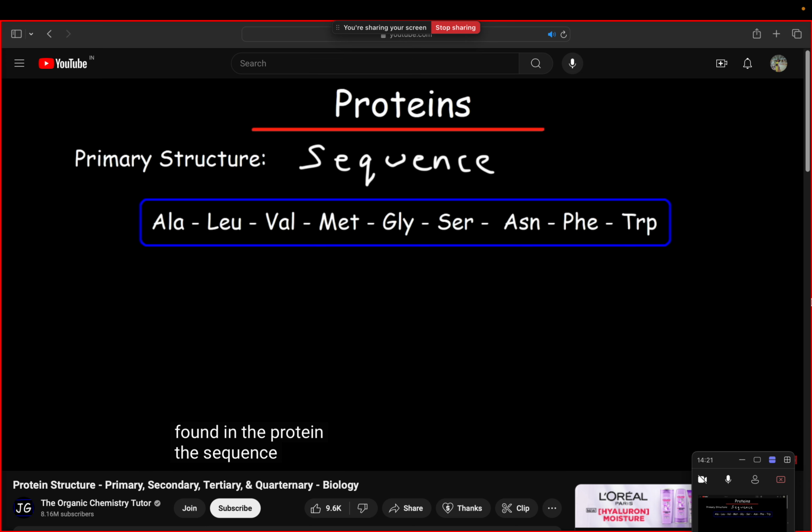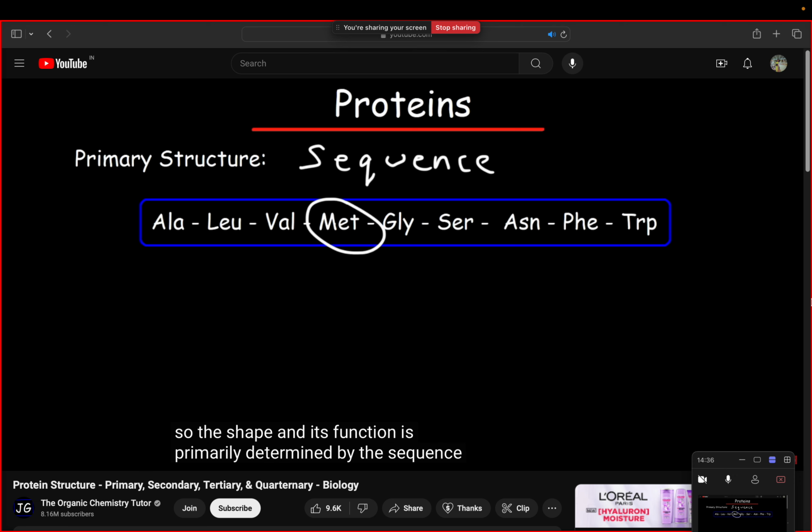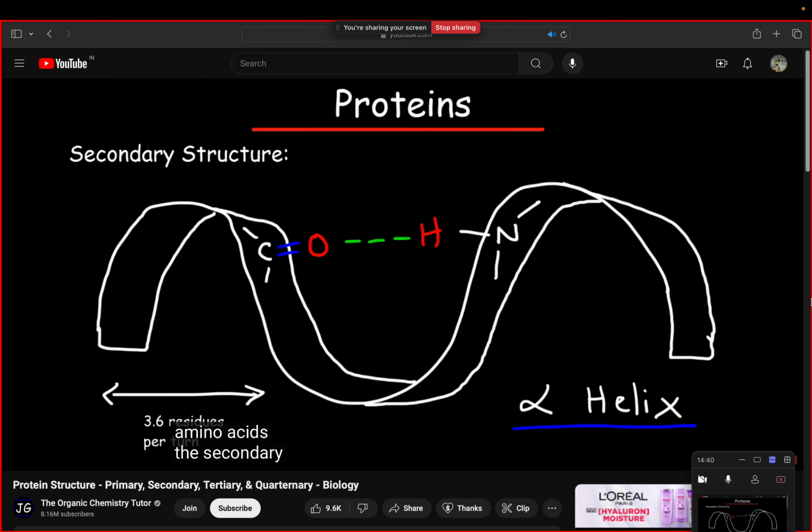The sequence determines the shape of the protein. If you replace just one amino acid with another, it will completely change the shape of the protein. So the shape and its function is primarily determined by the sequence of amino acids. The secondary structure describes the localized shape of a protein. And there's 2 of them that you need to be familiar with: the alpha helix and the beta pleated sheet.